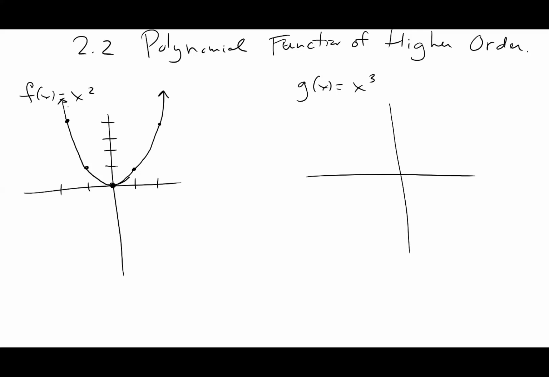Arrows at the end. All right. Okay, so that's our x squared. We've known this one for a while. Can you graph on the same axis x to the fourth?